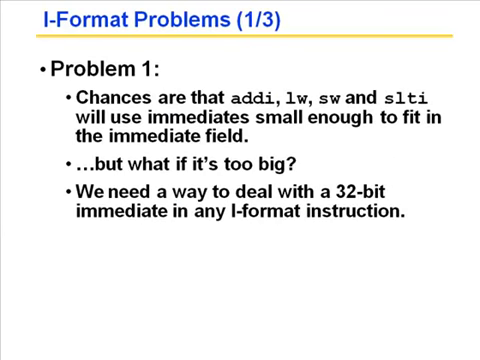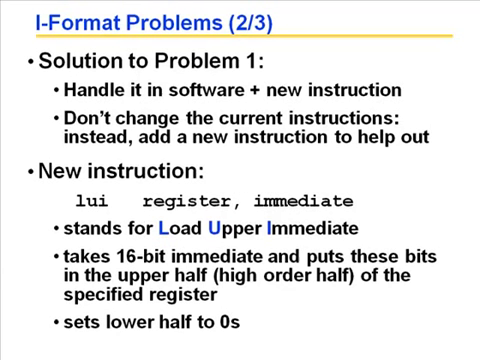The chances are that add immediate, load word, store word, and set less than immediate will use an immediate small enough to fit in the immediate field. But what if it's too big? So this is why they have the next instruction format. You need a way to deal with a 32-bit immediate in an I format instruction, due to the fact that you can only represent 16 bits in an immediate instruction.